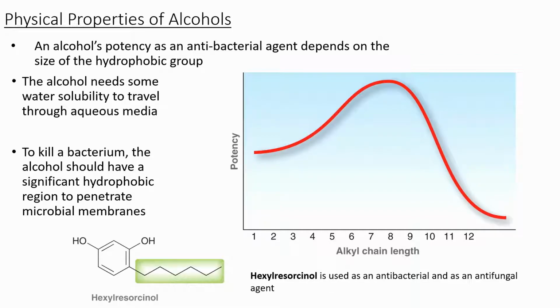But to be a potent antibacterial, once it's in the media, it's going to have to then go through the membranes, and so it needs a hydrophobic region to be able to travel through those membranes. So here's an example, hexyl resorcinol, and this is a good example of this type of compound. It has an alkyl chain length of 6.